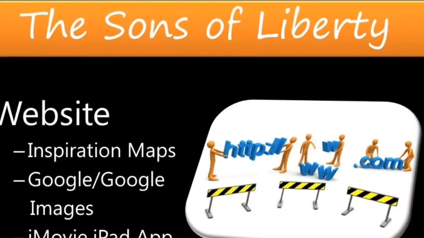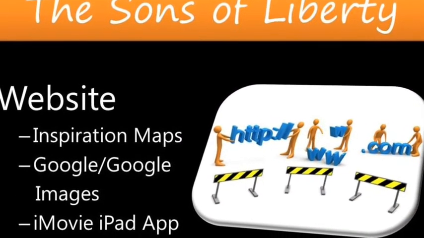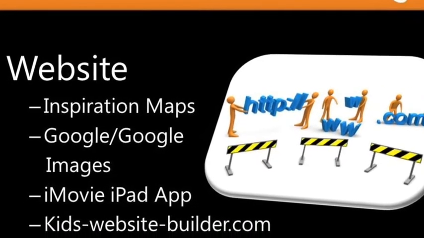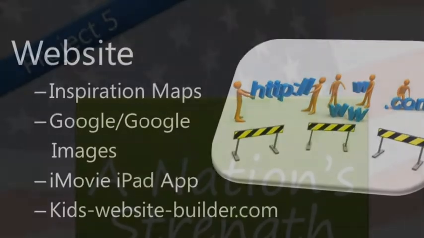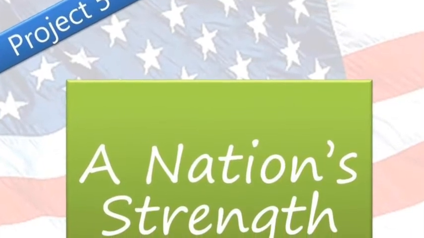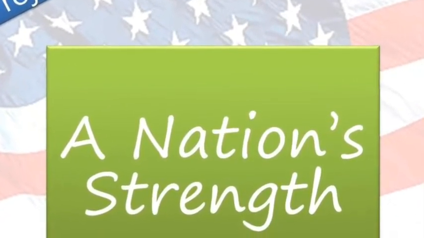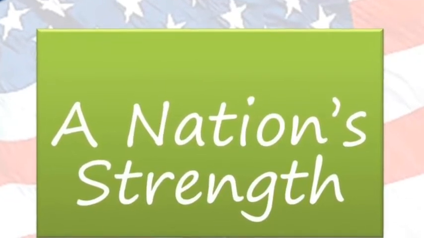The completed clip will then become a central feature in a student-created website in which students advertise for new members of the Sons of Liberty group using images and other research. For the 5th and final project, students will be comparing the American spirit in Ralph Waldo Emerson's A Nation's Strength to that of the colonial people in the pre-revolutionary years.